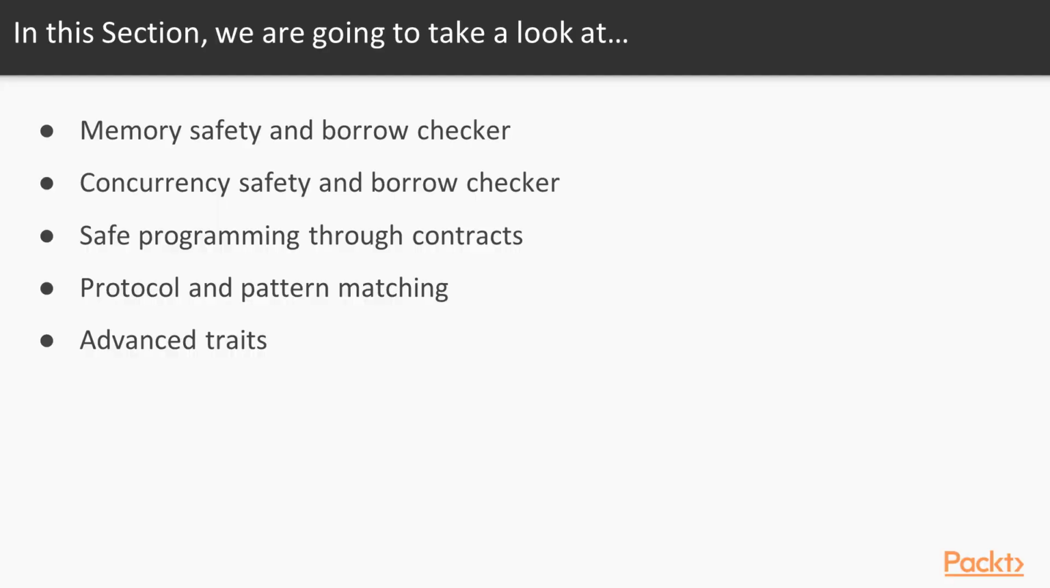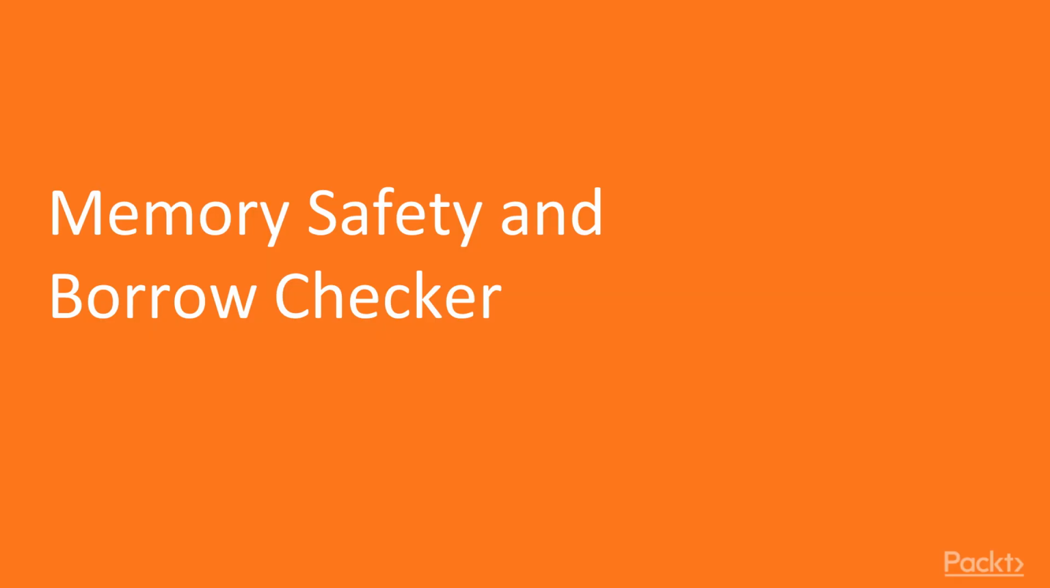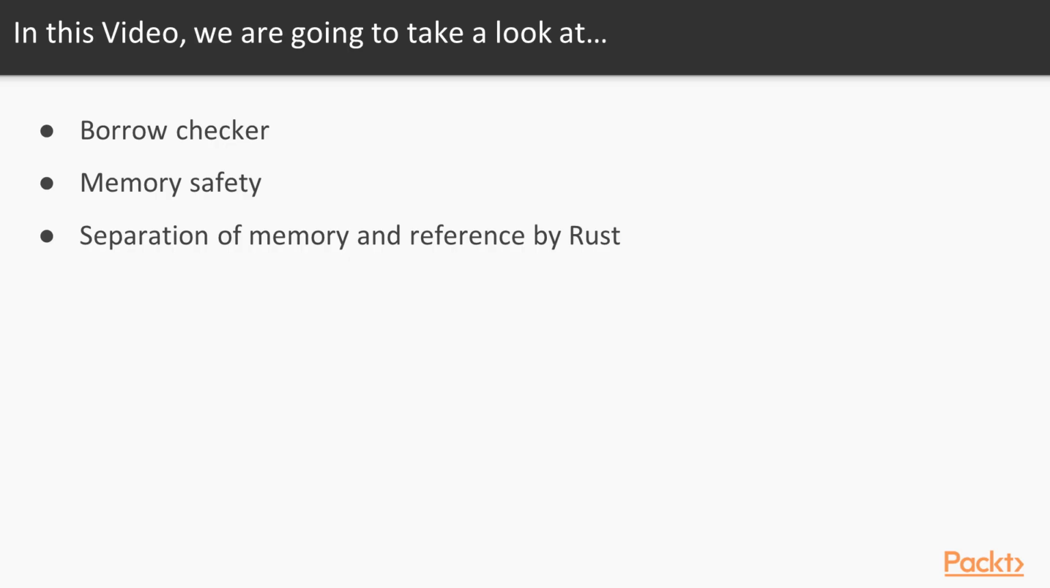In this section, we'll learn about safety, and also try to impose contracts and protocols on our array. We'll also go through advanced traits. In the first video, we'll learn about memory safety and the borrow checker. We'll take a look at the borrow checker, which is the groundbreaking feature of Rust that ensures memory safety.